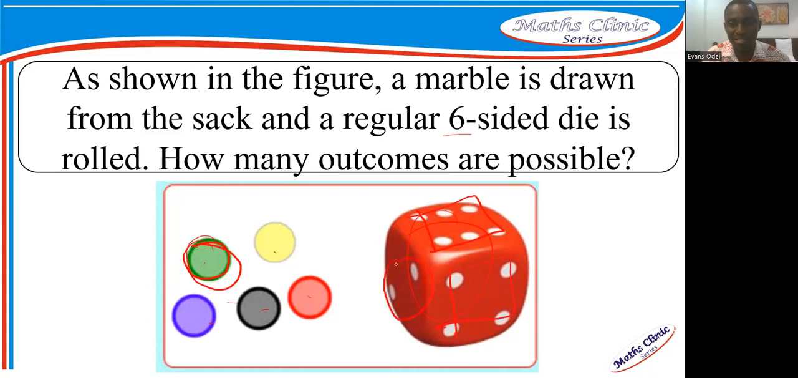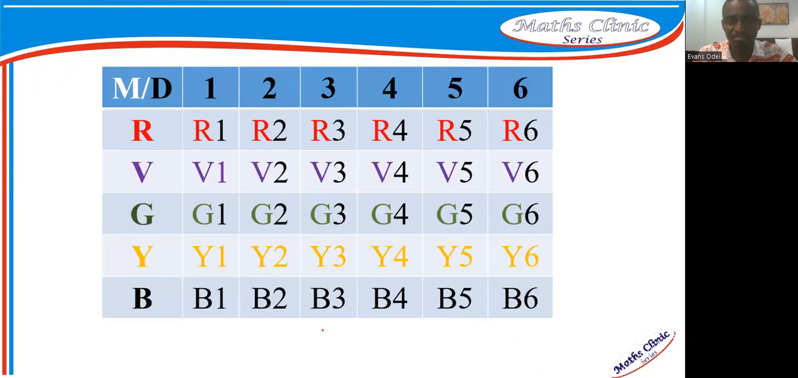I can have two outcomes and pick red. I mean, how many ways can we get this sample space? When you put this in a table form, like we did earlier for the two dice, this is our marble, this is our die. The die goes 1 to 6, and the marble, we have 5 of them with 5 different colors.